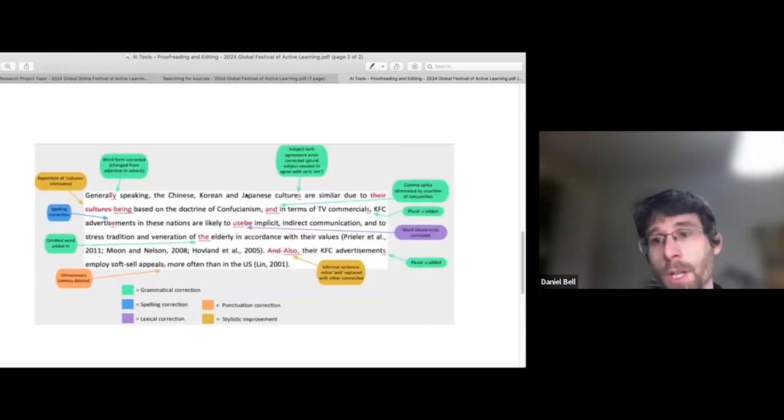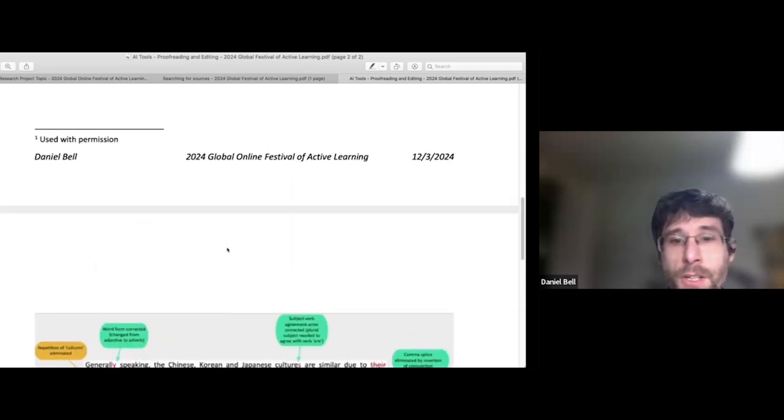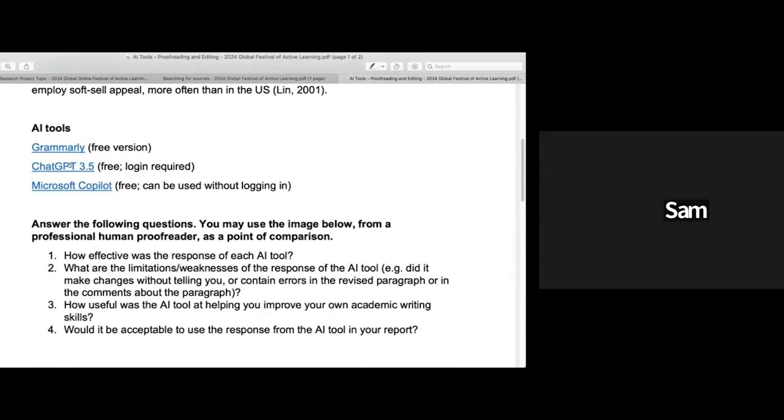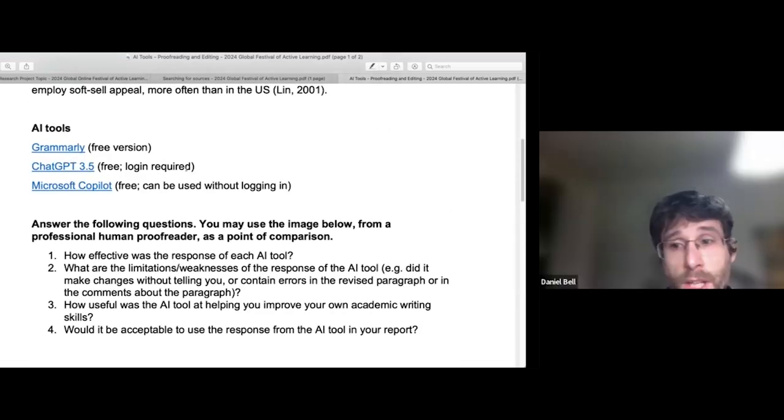And as a point of comparison, maybe bear in mind this paragraph here at the end, which was proofread by a professional human proofreader. Consider that when you're evaluating the responses of the tools. Think about not just how it proofreads the paragraph, but also the comments it makes on it.